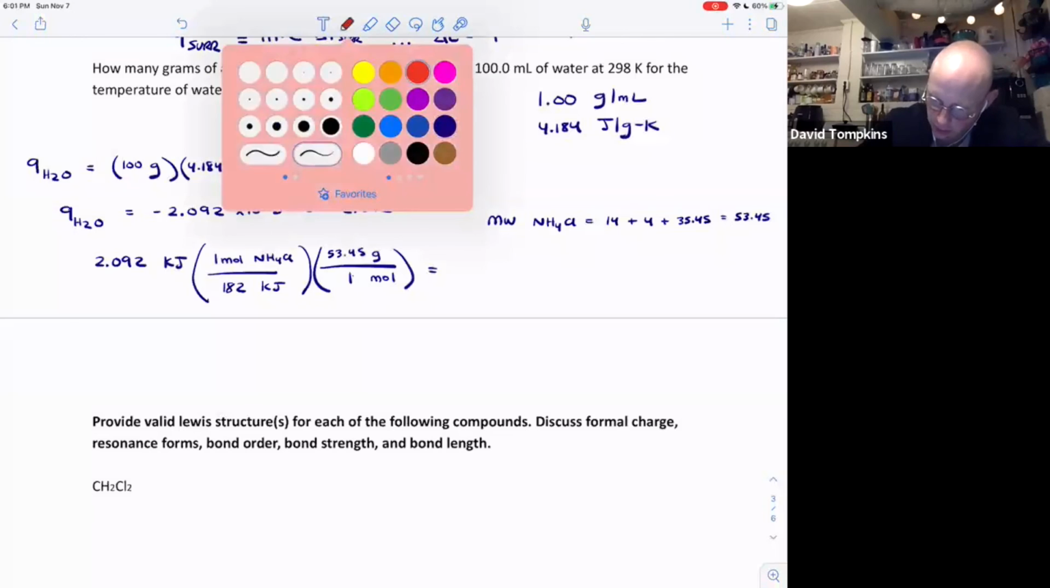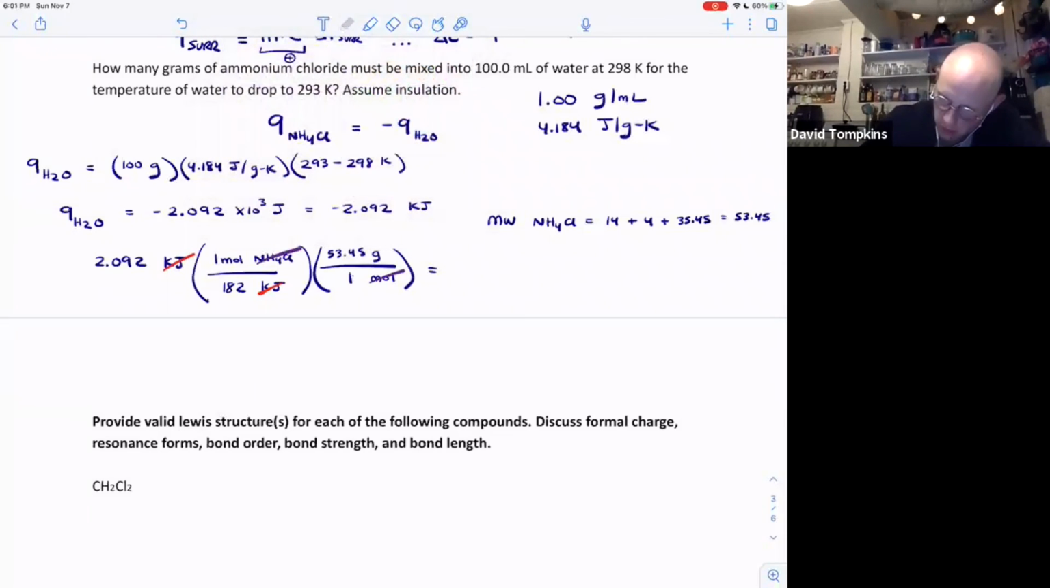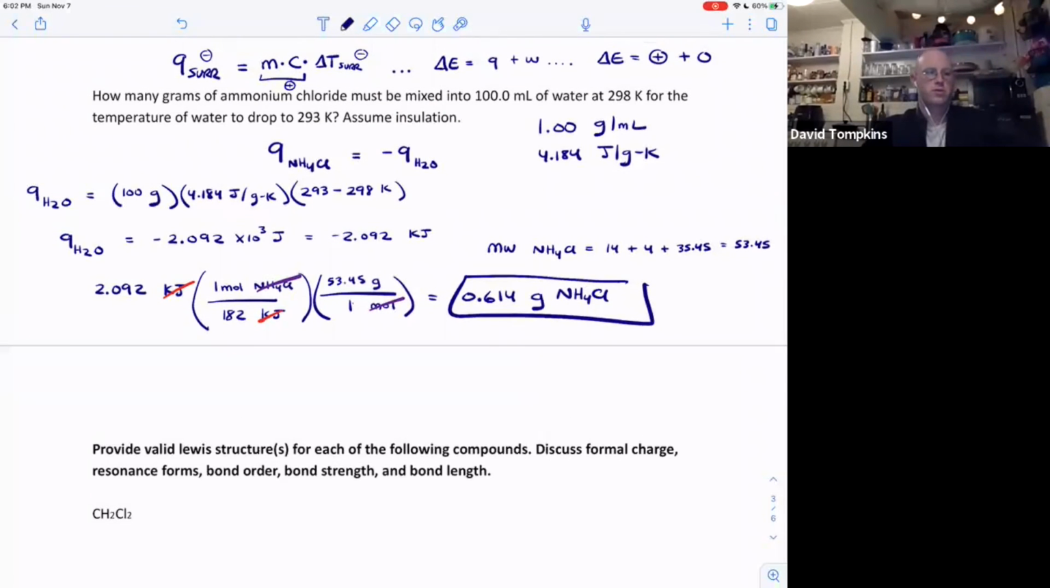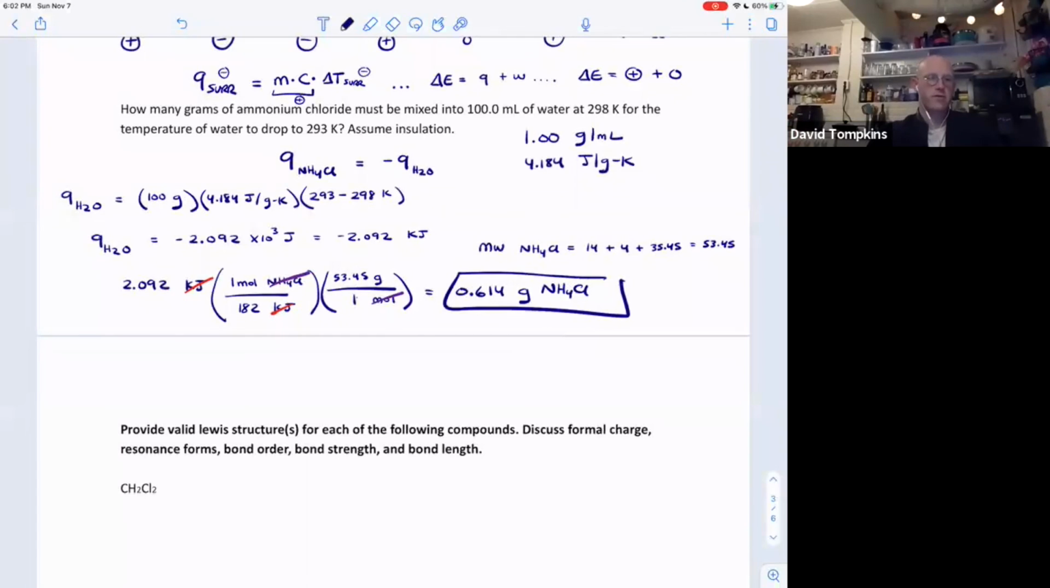Once again, that's just a unit conversion. Kilojoules cancel, so do moles. So I get 0.614 grams of ammonium chloride. That's how much you have to dissolve in 100 mL of water if you want the water's temperature to drop by 5 degrees Celsius or 5 degrees Kelvin.